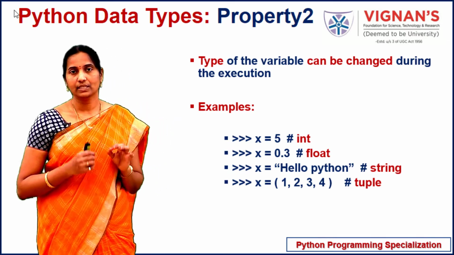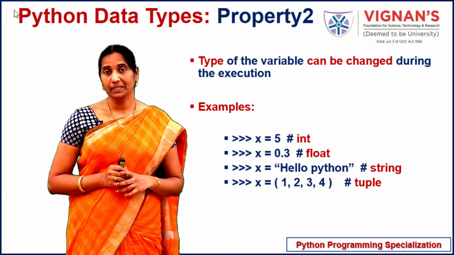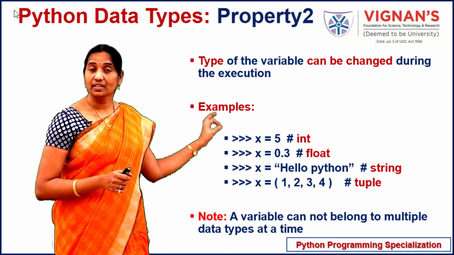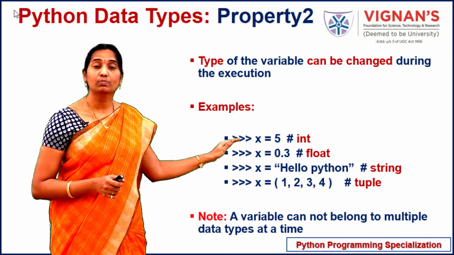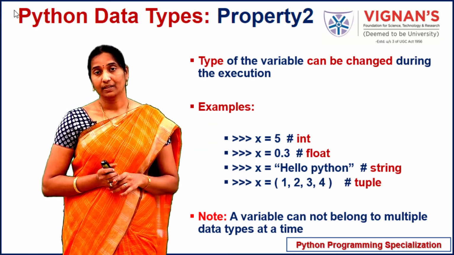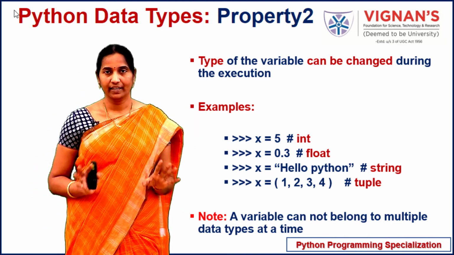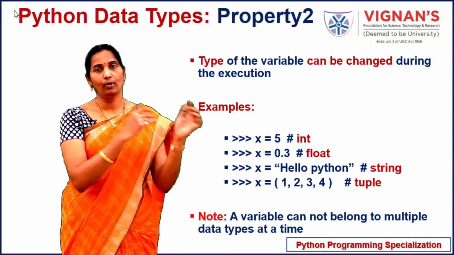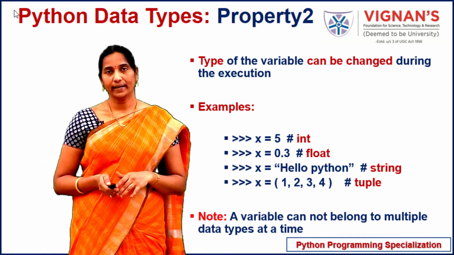In other languages like C, C++, Java, this kind of changing of type of variable is not valid. Here you need to remember one thing. Here x belongs to an integer at some point in time, later it belongs to the float type, and later string, later it's of type tuple. But at no point in time does the variable belong to more than one type. So a variable in Python can belong to an integer type or float type or the string type or tuple type, but not more than one type.